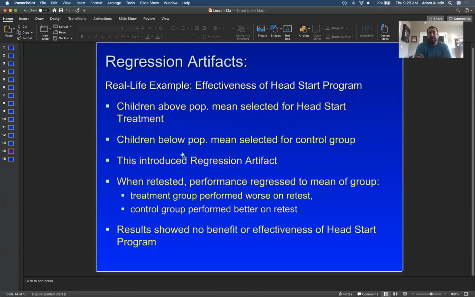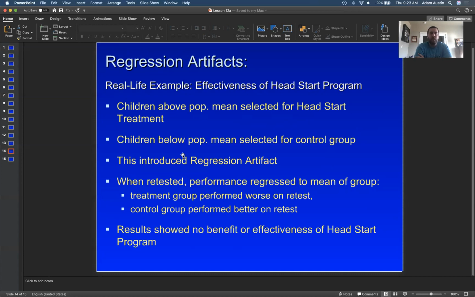So children above population mean selected for the Head Start treatment. So again, above population mean would be looking at poverty level stuff. Below population mean selected for control group. This introduced regression artifact. When retested, performance regressed to the mean of group. Treatment group performed worse on retest, control group performed better on retest. Results show no benefit or effectiveness of the Head Start program.